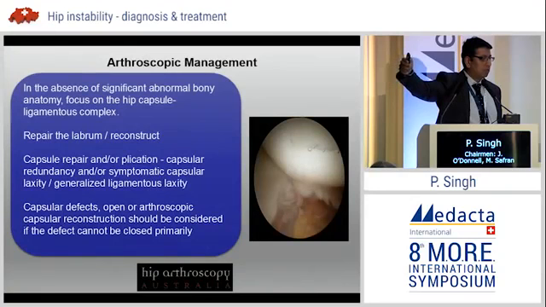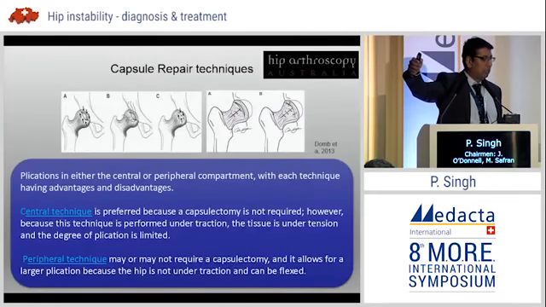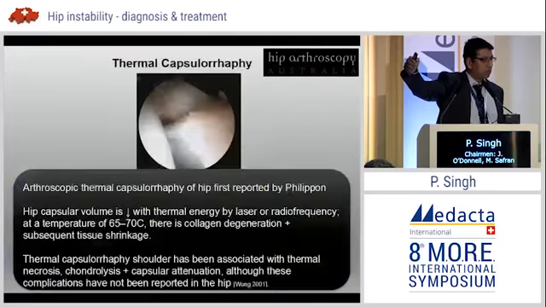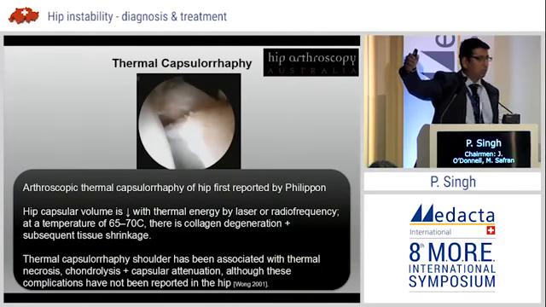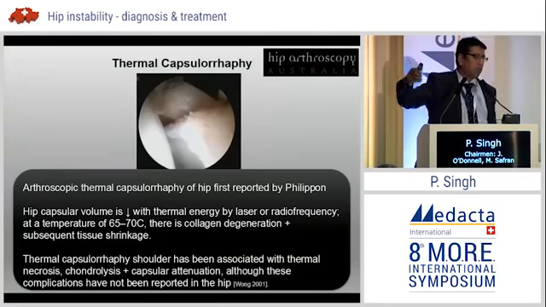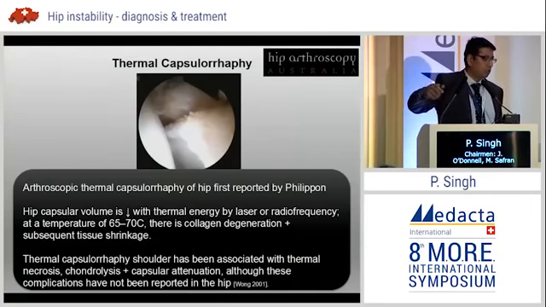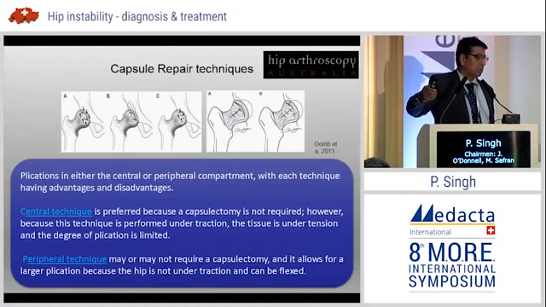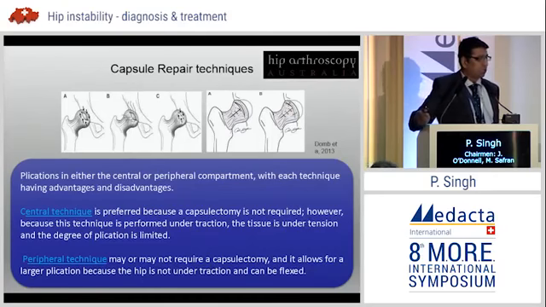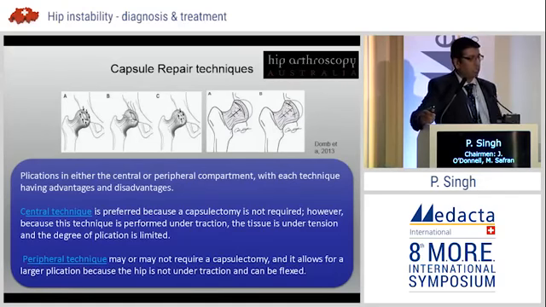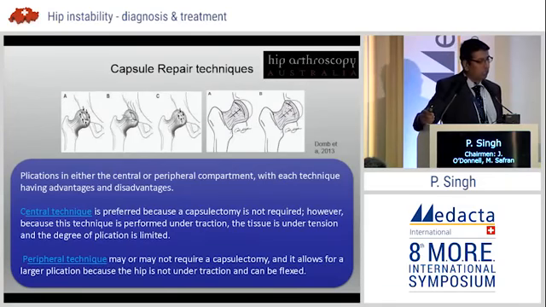Arthroscopic management would comprise thinking about the hip capsule. The hip capsule can be treated with thermal radiofrequency probes, or it can be treated with sutures. The capsular suture techniques can be central compartment tightening, and the limitation is that this technique has to be performed in traction, so the amount of tightening you can perform is limited. If you perform a peripheral compartment technique, you can plicate the hip more, because you don't have to apply traction, so you can probably tighten the hip capsule further.